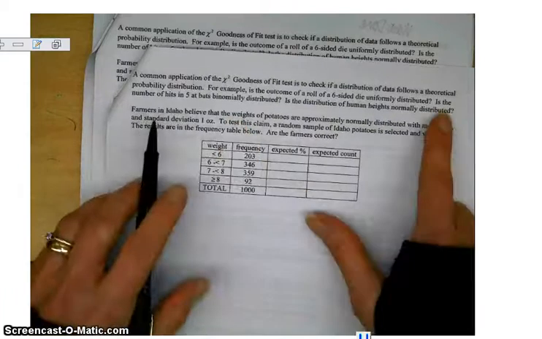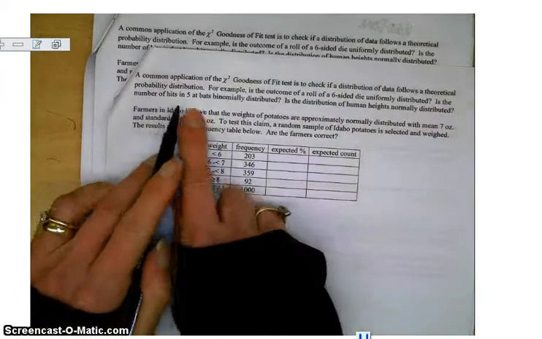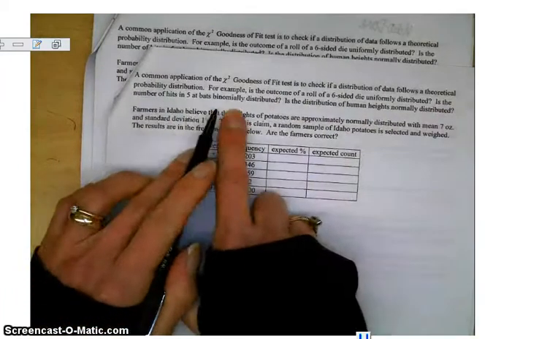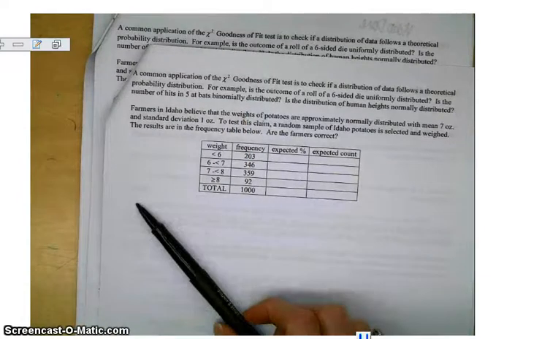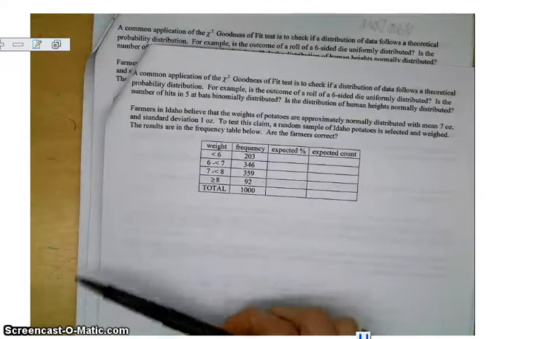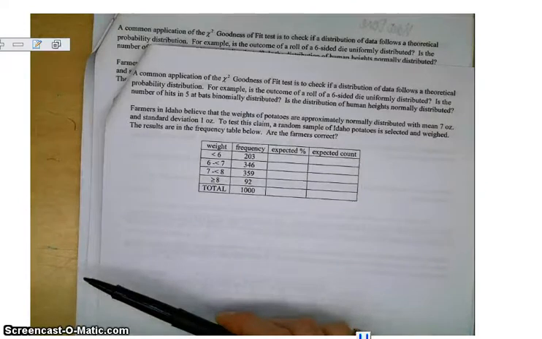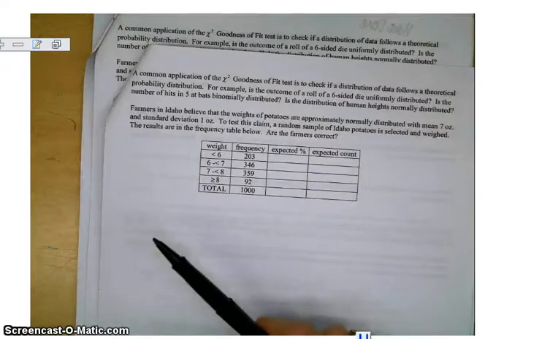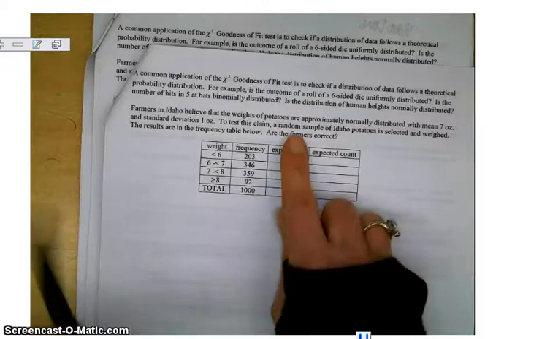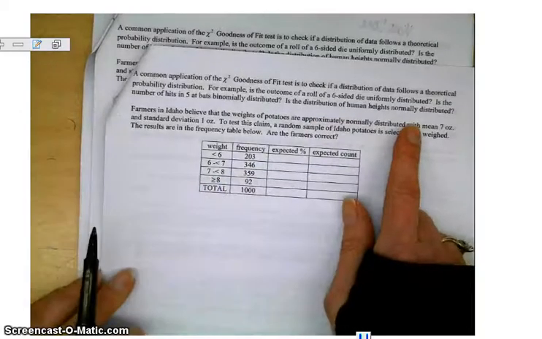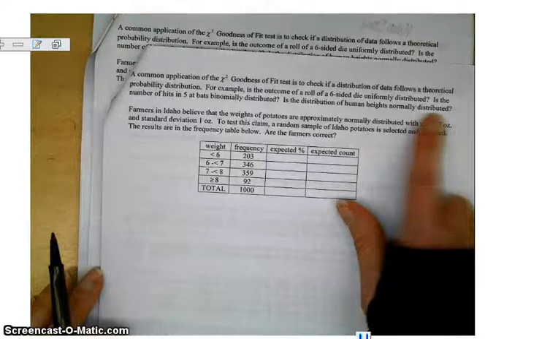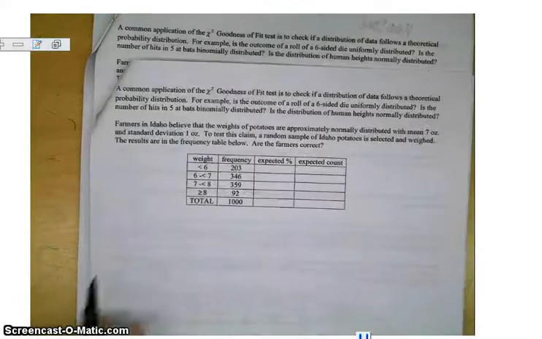Okay, is the number of hits in 5 at-bats binomially distributed? Like you could get 2 hits out of 5, 3 hits out of 5, 4 hits out of 5. We had the binomial probabilities where what's the probability that I get exactly 2 out of 5, exactly 3 out of 5? Or is the distribution of human heights normally distributed? So we're going to deal with normal distribution in just this example.